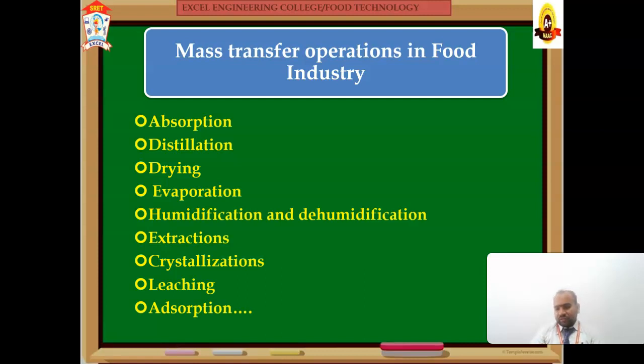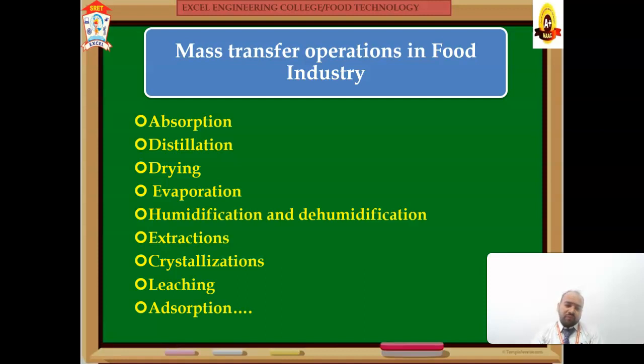Then leaching operations. Leaching is something more: we can separate any solute from a solid in our food materials. For example, we take the extract from the solid content present in tea powder. That's why we utilize the leaching operations. Here you can utilize a solvent such as milk or water. It's a leaching operation.